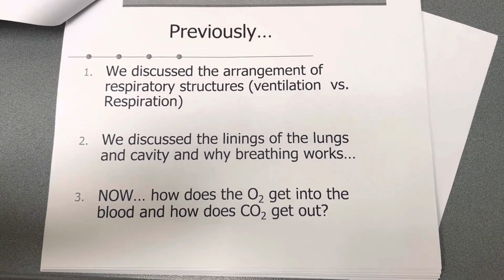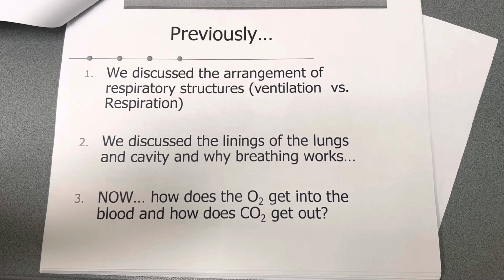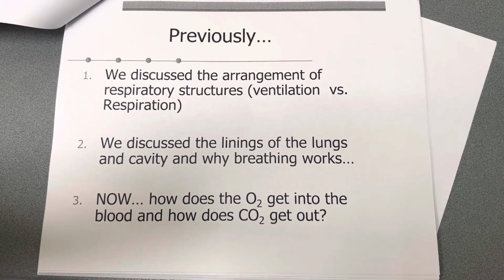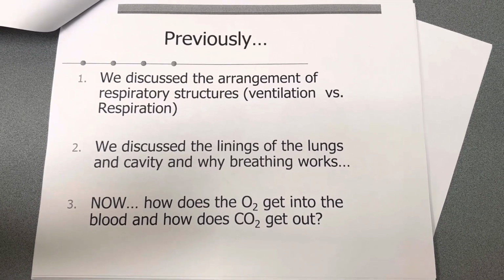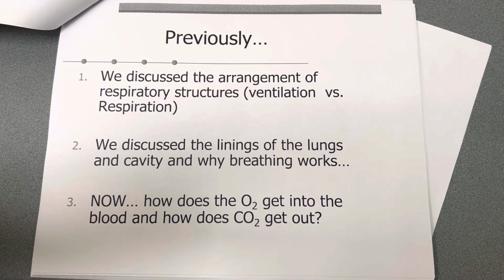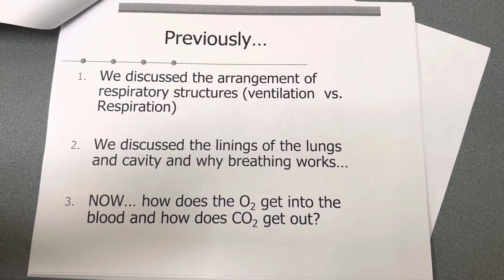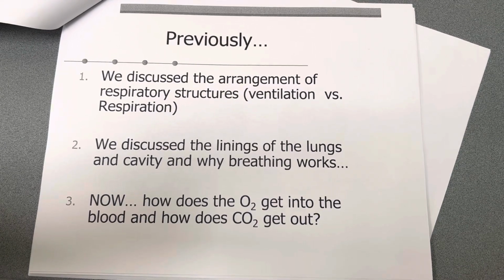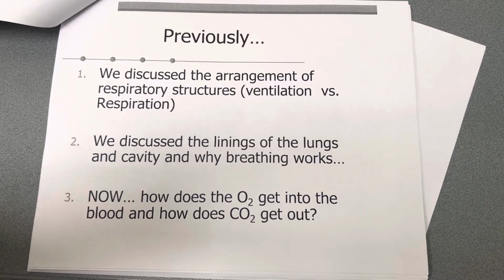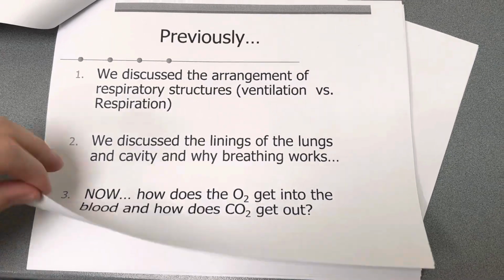Previously, we discussed the arrangement of respiratory structures, ventilation versus respiration. We discussed the linings of the lungs and cavity and why breathing works. Now, how does oxygen get into the blood and how does CO2 get out?